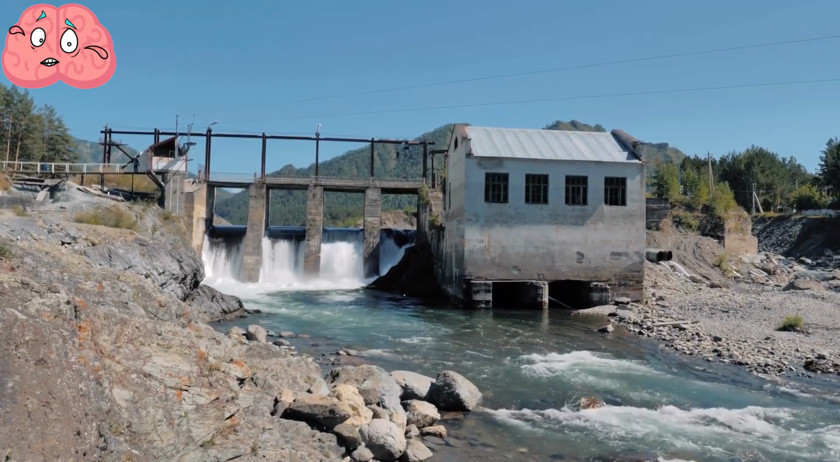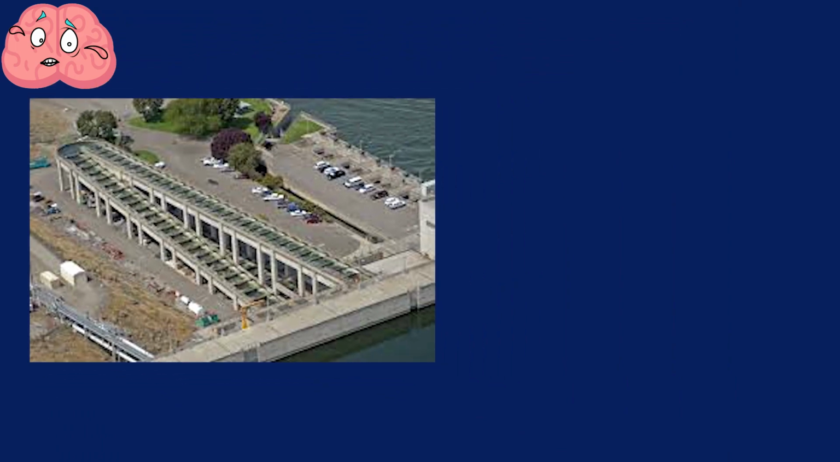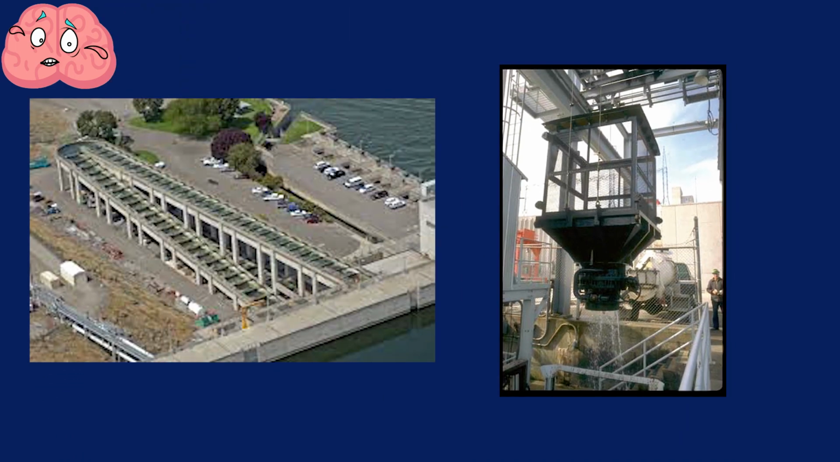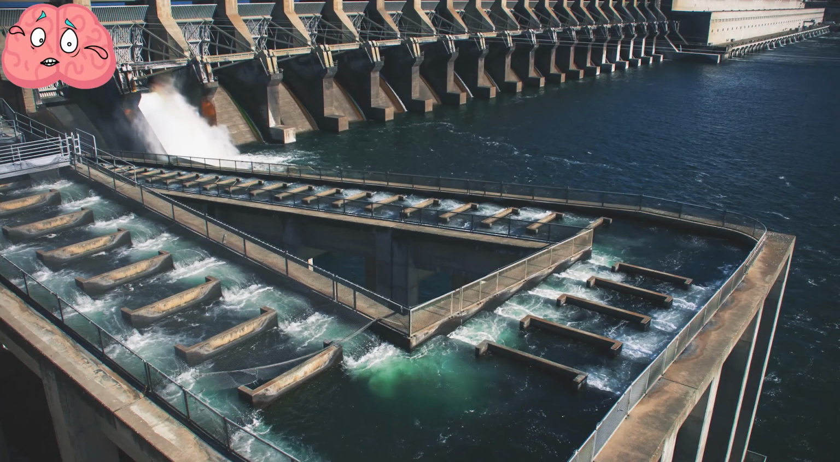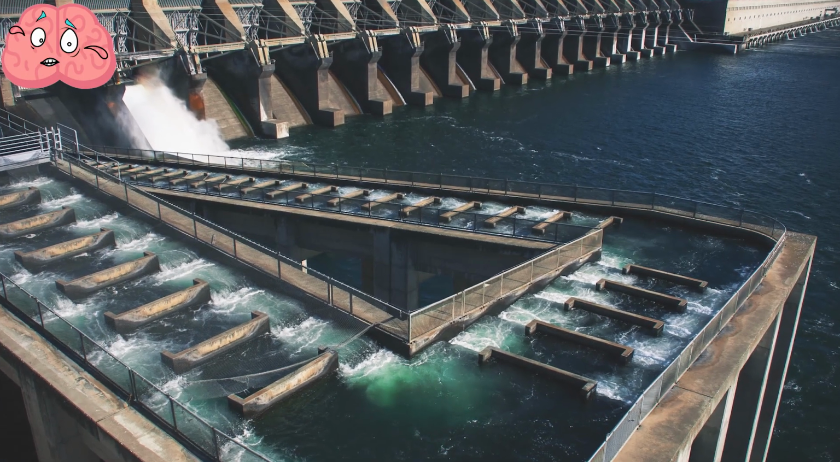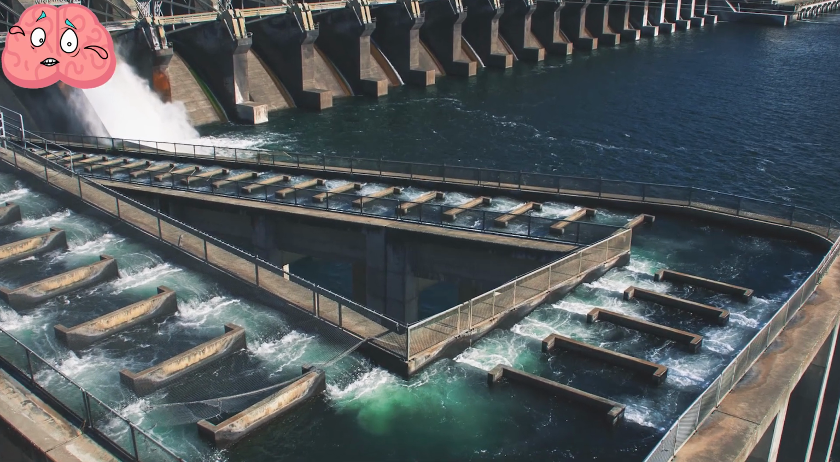The solution to all of these problems is to move the fish, but how is this usually done? There are several ways that people have tried to help fish navigate obstructions, such as dams. Different types of structures, known collectively as fish passages, are designed to get fish past dams. One of these structures is called a fish ladder, which resembles a kind of staircase. The fish have to leap up a series of pools in order to get upstream.